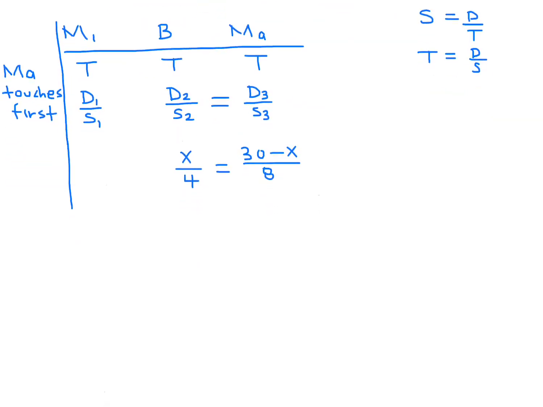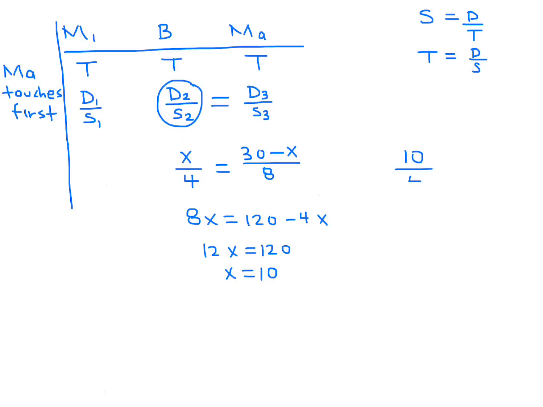Okay, so now let's just do the cross multiplication. 8x is equal to 120 minus 4x, and therefore 12x is equal to 120, and x is equal to 10. Now we have to just figure out the time for everybody, and we can easily do that. Let's just do it with the ball. d2 is 10. The time is 4. So this looks like 2.5 seconds.